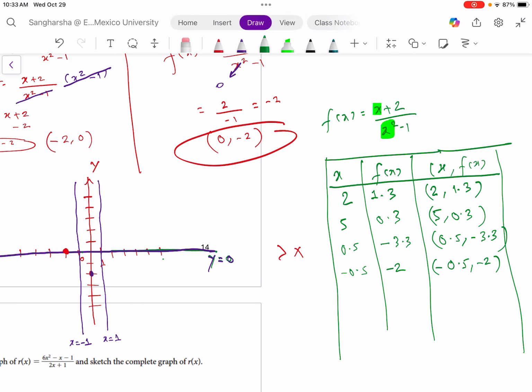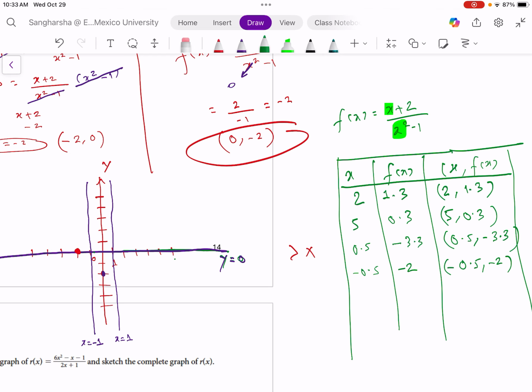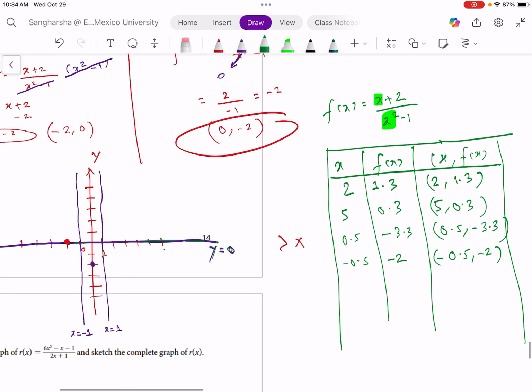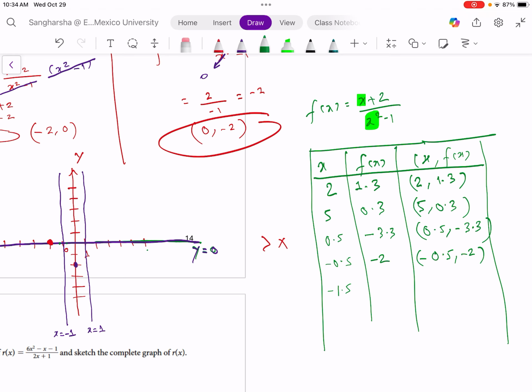Now let's take 2 more. Let's take one close to the vertical asymptote, which is negative 1.5. If our input is negative 1.5, then our output is negative 1.5 plus 2, that is 0.5. Negative 1.5 squared is 2.25, minus 1, 1.25. So 0.5 divided by 1.25. Do we get negative or positive? I think we get positive. Not sure.